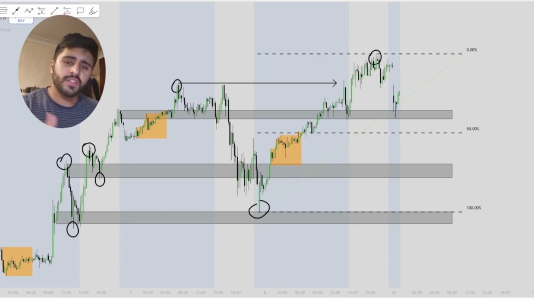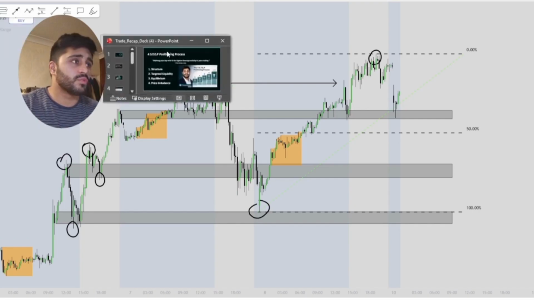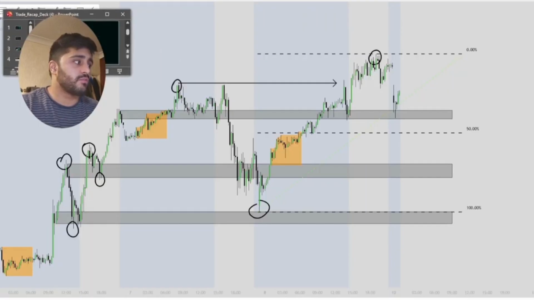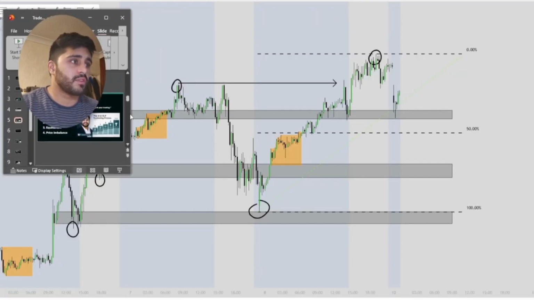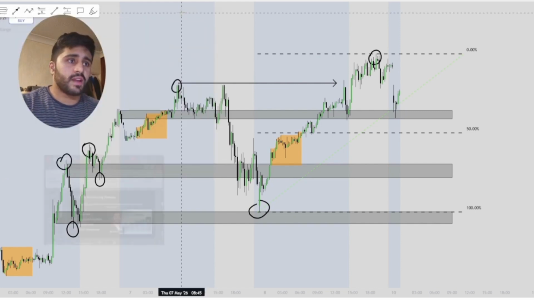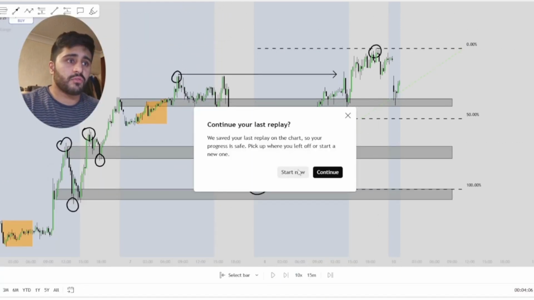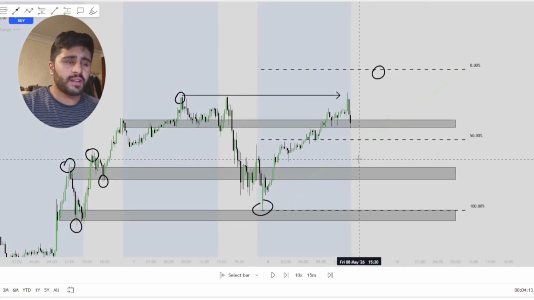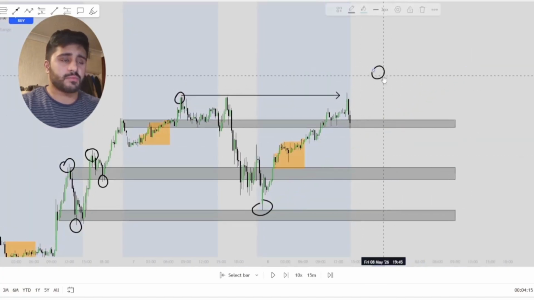Positioning is very important because we are now going to use the four-step positioning process. So always remember what we had here. This was our 4-step positioning process right here. So what we're looking at is structure, targeted liquidity, equilibrium, and price imbalance. So if we look at this right now, let's actually break it down. So on Friday, we actually had the move from here to here. So if I just get rid of this, let's break this down.